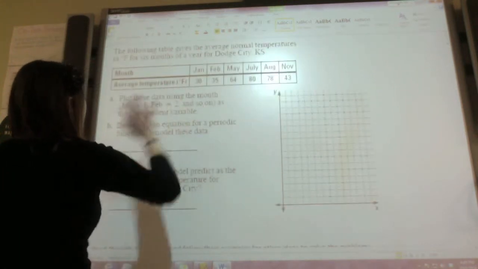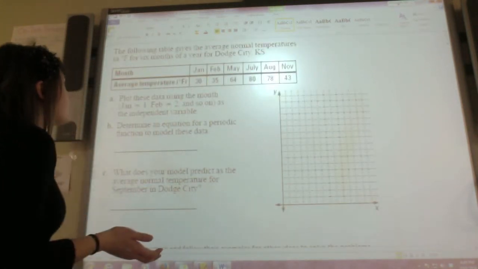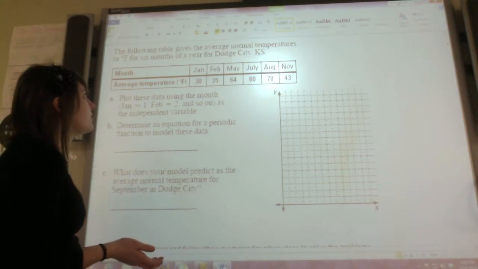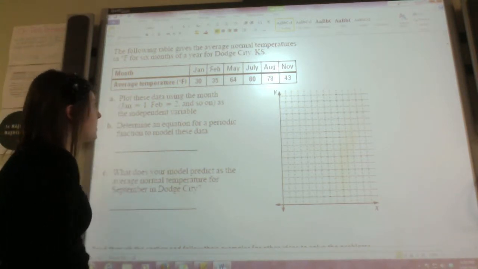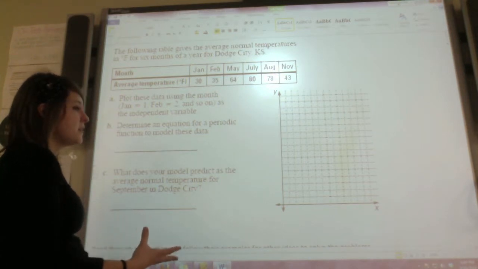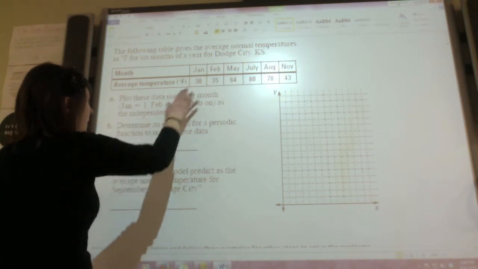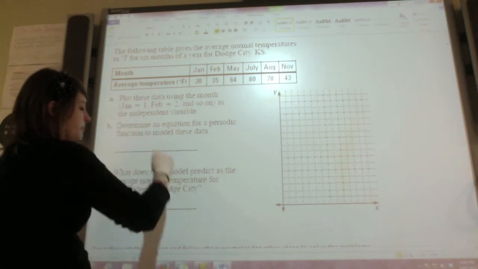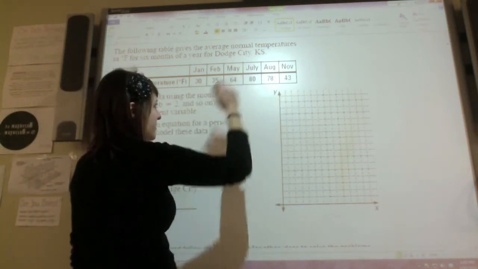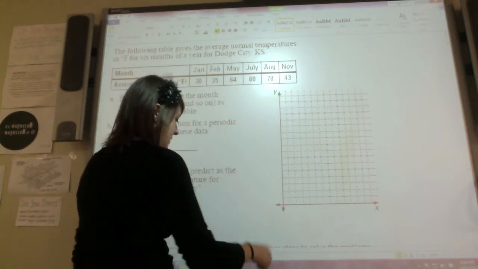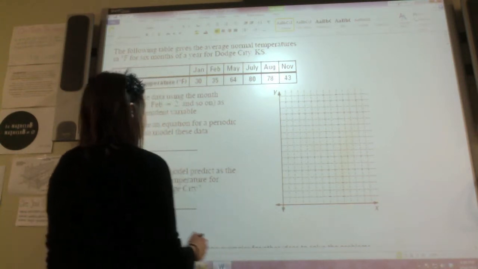So the problem we've got is the average normal temperatures in degrees Fahrenheit for 6 months of a year for Dodge City, Kansas. The first thing I'm going to do is plot these data points using numbers for my months. So January will be 1, February will be 2, May is 5, July is 7, August is 8, and November is 11.